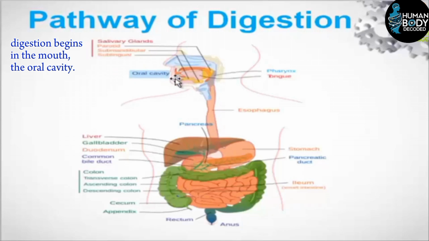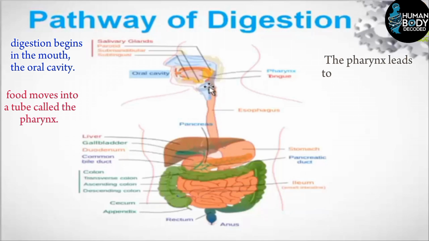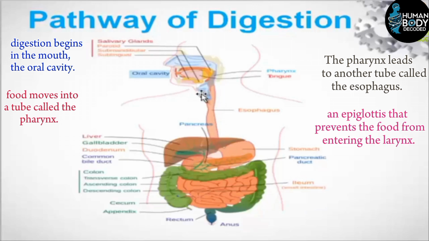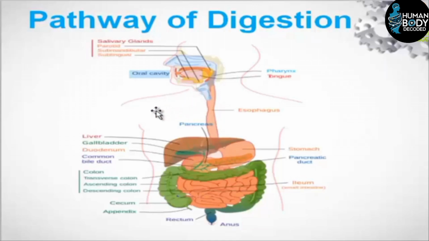After that, the food moves into a tube called the pharynx. The pharynx leads to another tube called the esophagus. Here, there is an epiglottis that prevents the food from entering the larynx. As you know, the larynx leads to the lungs. So, first, the food moves from the oral cavity to the pharynx, and then it moves to the esophagus.